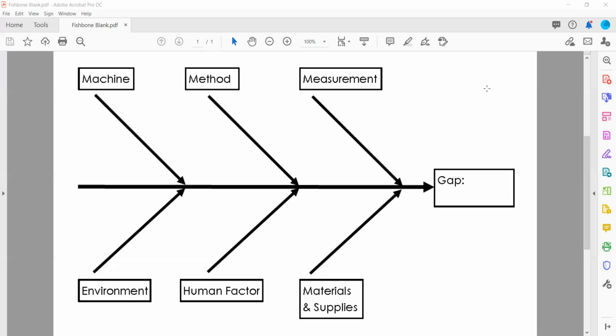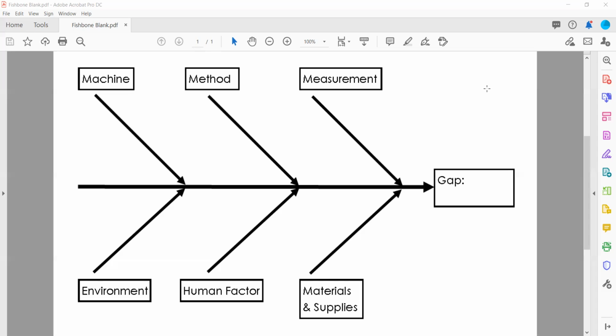Once you've completed your brainstorming session, you can then start attaching them to the different bones of the fish. And you really just try to figure out what category it fits best into. And there's no right or wrong necessarily. Some of them are a lot more obvious than others. And so the idea isn't to get this perfect. The idea is to get you thinking.